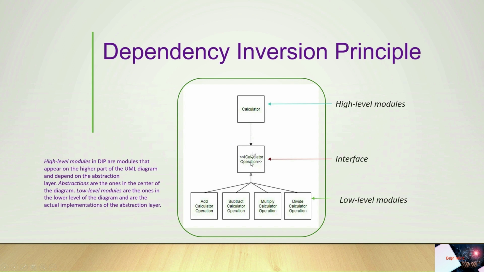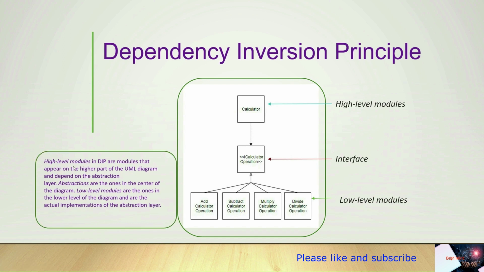So abstraction could be an interface or abstract class. The high level module calculator depends on the abstraction now. It doesn't depend directly on the add calculator operation, which is the low level module. That is what we are saying in this definition. In the dependency inversion principle, abstraction should not depend on the detail; detail should depend on the abstraction. If you see, the calculator and these operator classes are the detail classes.